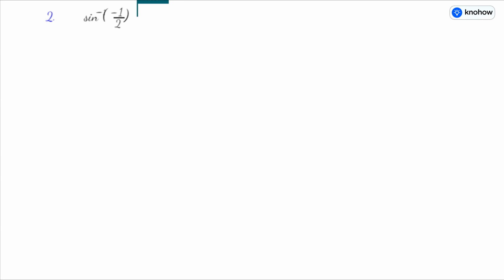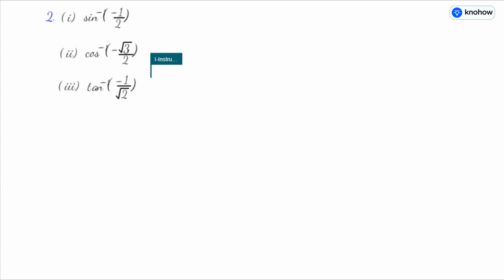First part. Or what is the value of cos inverse, say, negative root 3 by 2? Or tan inverse negative 1 by root 2. Let me take one by one.